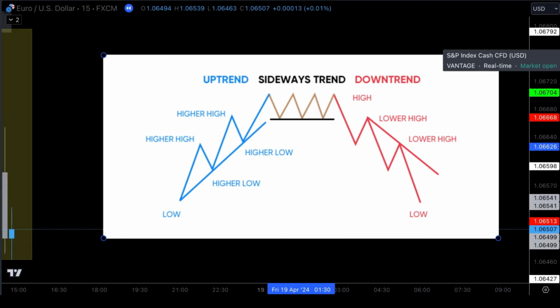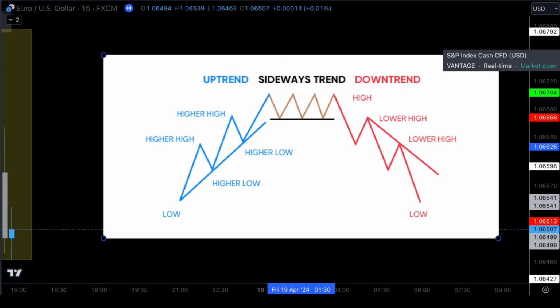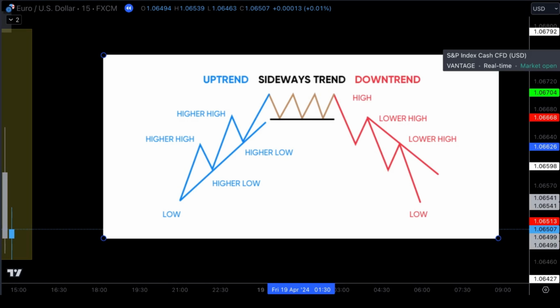Simply put, trading the trend involves identifying the overall direction of the market and making trades that align with this direction. This strategy works on the principle that the trend is your friend, meaning that markets tend to move in persistent directions, and trading in the direction of the trend increases your chances of making profitable trades.